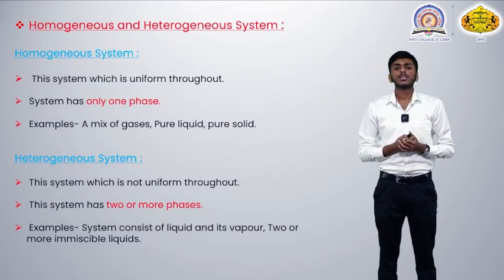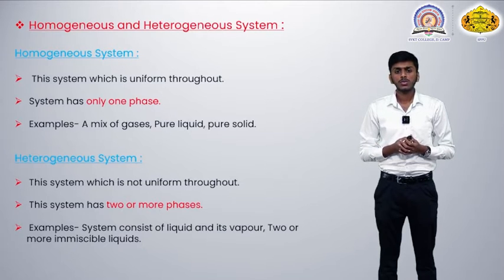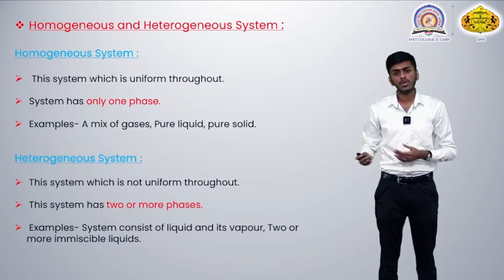Homogeneous and heterogeneous system. Homogeneous system: a system which is uniform throughout is known as a homogeneous system. It has only one phase. Examples of a homogeneous system are a mixture of gases, a pure liquid or a pure solid.